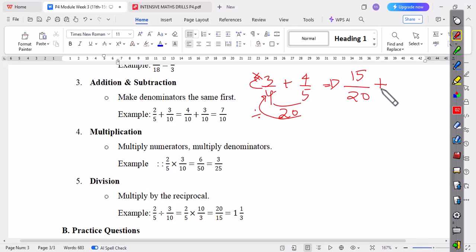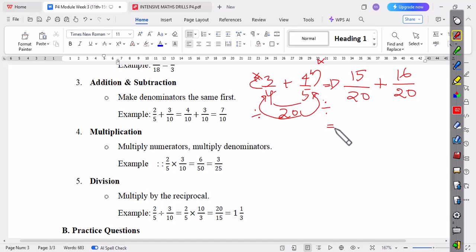Then the same way we do to the second fraction, 20 divided by 5. And after we divide it, we times it by 4. So here 20 divided by 5, we got 4. 4 times 4, we got 16. 16 over 20.